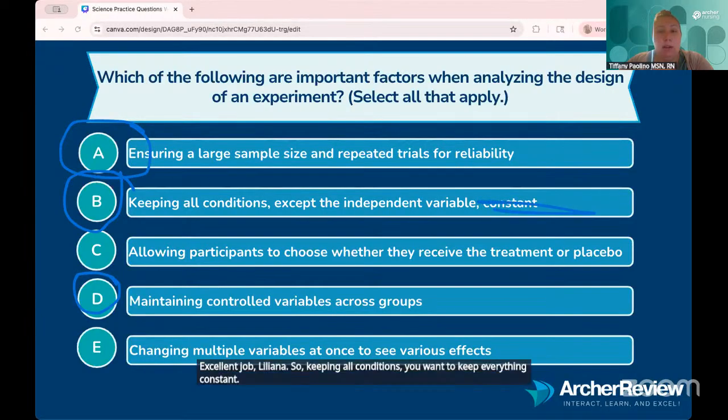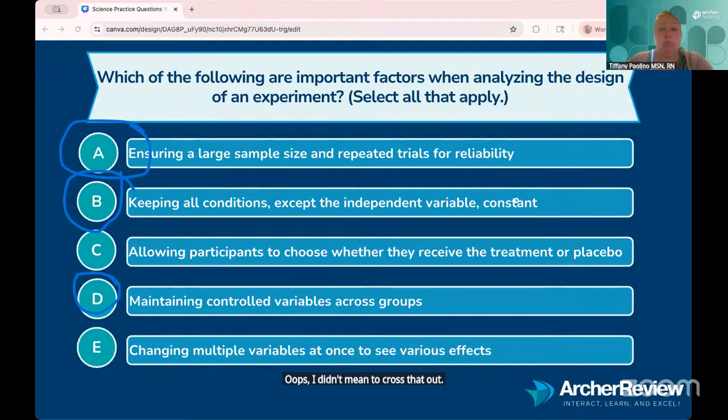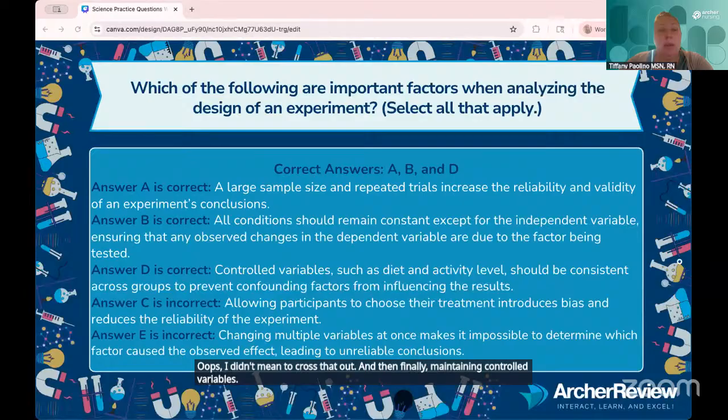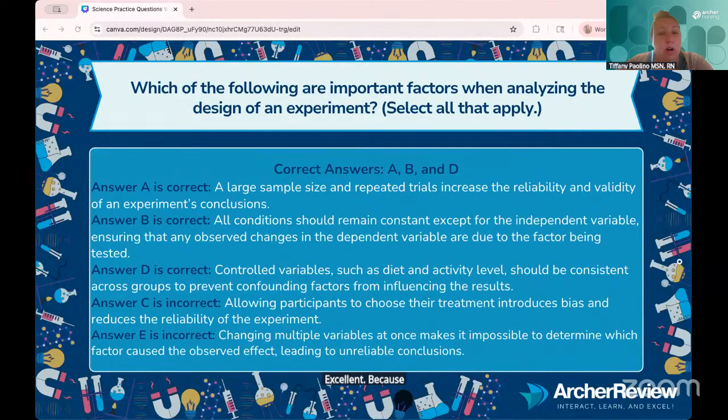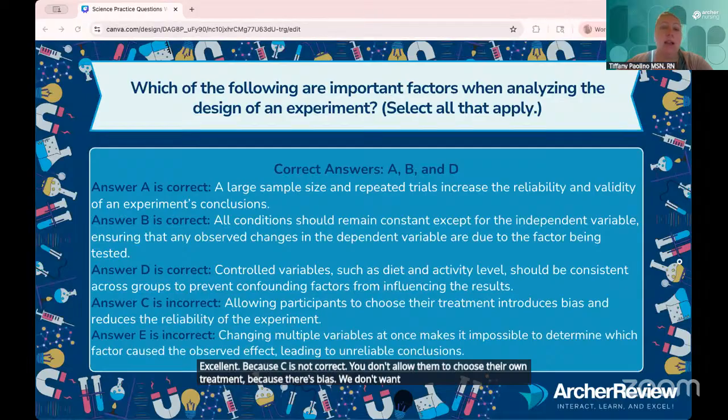Oops, I didn't mean to cross that out. And then finally, maintaining controlled variables. Excellent. Because C is not correct. You don't want to allow them to choose their own treatment because there's bias. We don't want bias. And then changing multiple variables is really not going to help.